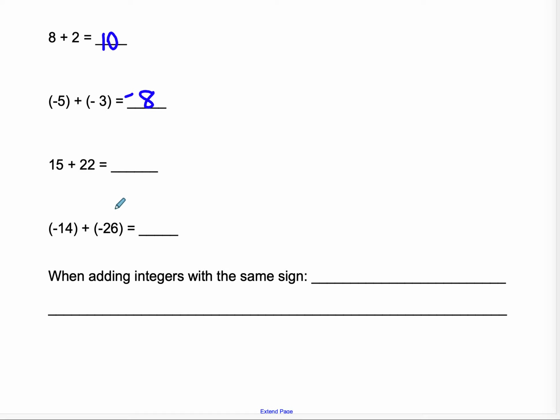All right. Next one, 15 plus 22. Now, I've got 2-digit numbers here. I'm going to go ahead and just rewrite that one vertically so that my place values line up. Depending on the numbers, you may or may not have to do that. Same signs, I'm finding the sum. 2 plus 5, that's 7. 2 plus 1, that's going to be 3. So my answer on this one is going to be 37.